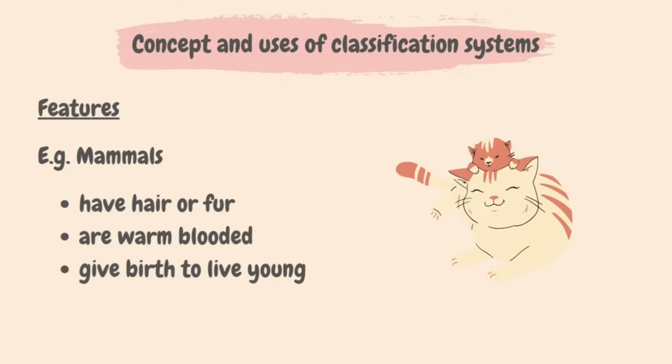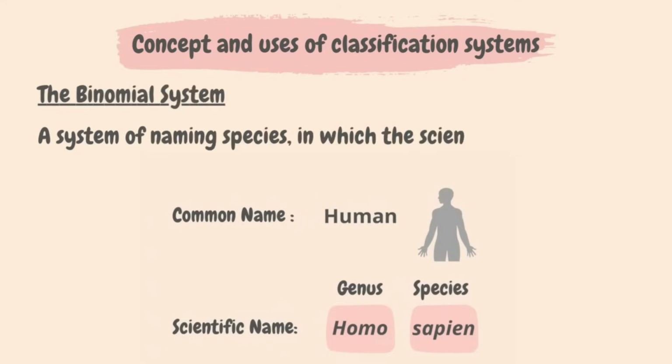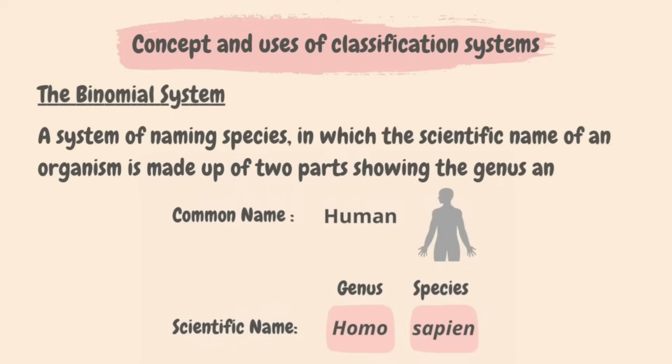Then lastly, the binomial system of naming species is an internationally agreed system in which the scientific name of an organism is made up of 2 parts showing the genus and the species. There are quite a number of examples that I can give here. For example, the lion is called Panthera leo, Panthera being the genus and leo being the species.